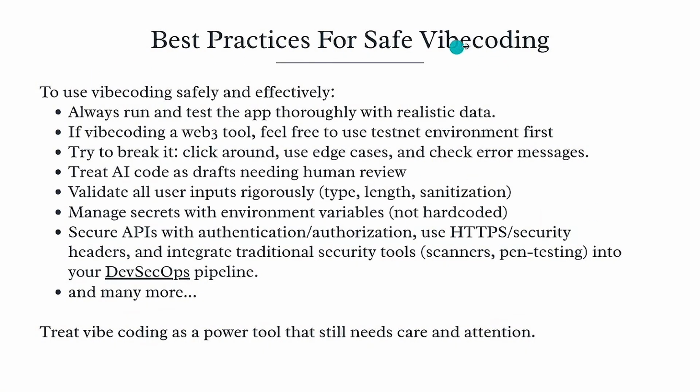Best practices for safe vibe coding. To use vibe coding safely and effectively, always run and test thoroughly with realistic data. If you are vibe coding in Web3, feel free to use a testnet environment first. I said that earlier. Try to break it, click around, use edge cases and check error messages. Treat AI code as drafts needing human review. Validate all users' inputs. Manage secrets with environment variables.